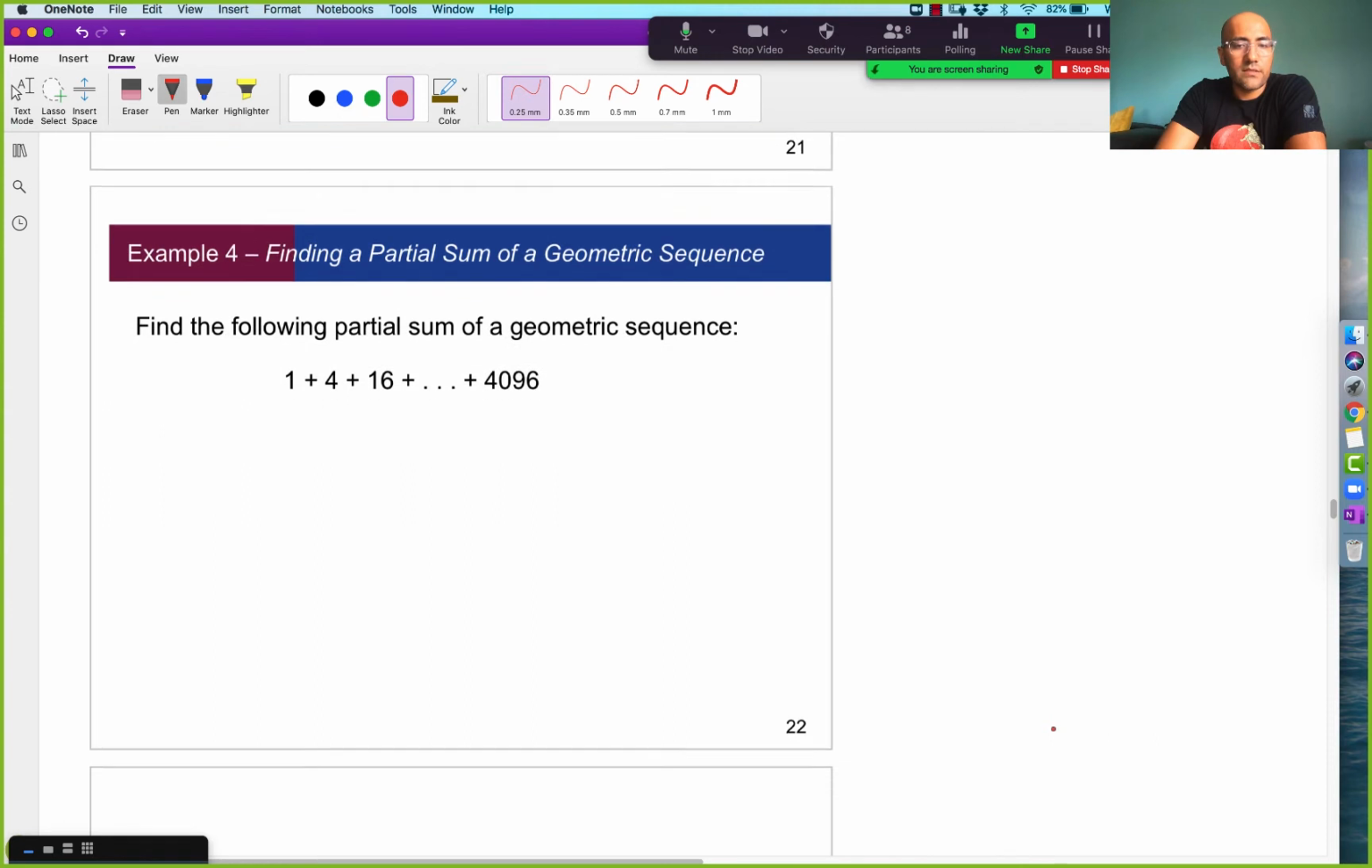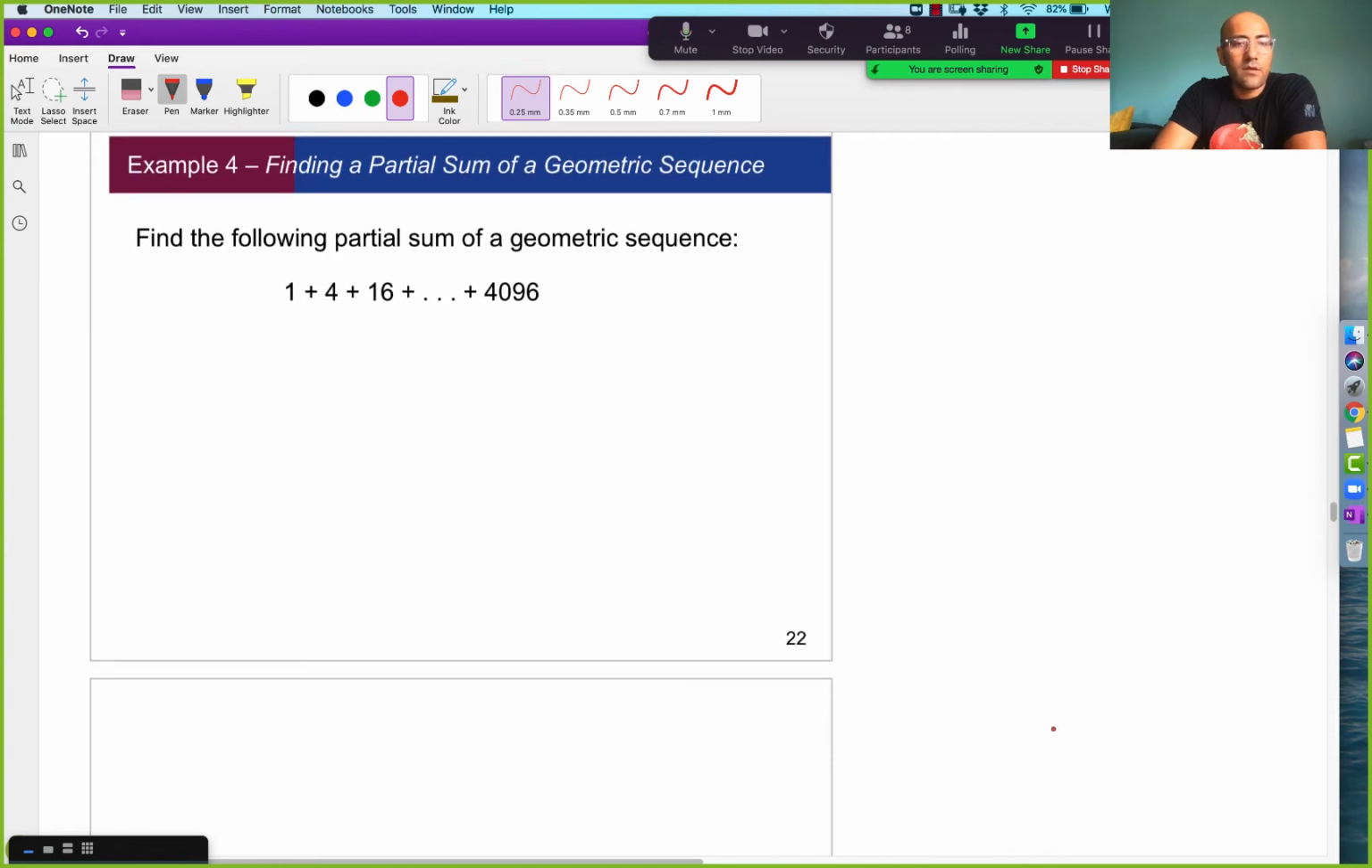Okay, so let's take a look at this example. Find the following partial sum of a geometric sequence. So these little dots mean that there was a pattern established and it keeps going in that pattern until it achieves this. One common mistake is that people just add these 4 numbers and they think that's the answer. That's not quite it. There's a pattern that's established in the middle that we have to take into account.